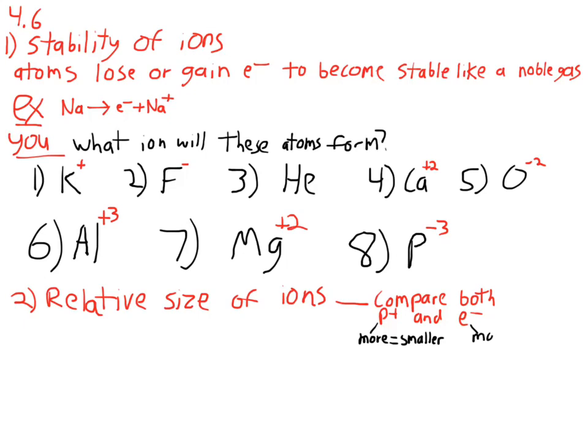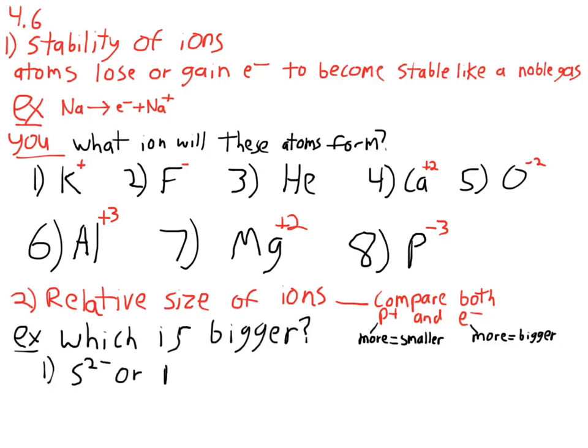When you add electrons, it makes the atom bigger, because electrons are on the outside of an atom. So, for example, which is a bigger atom? S2- or P3-? So I want to compare both the protons and the electrons. So sulfur, just look at the periodic table for protons. The charge has not changed the number of protons. Charge comes from electron differences.